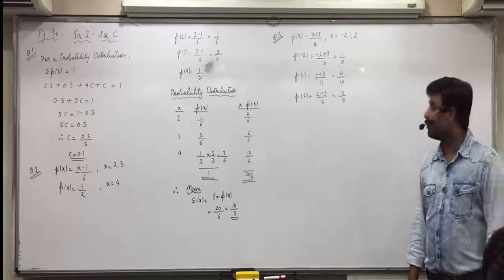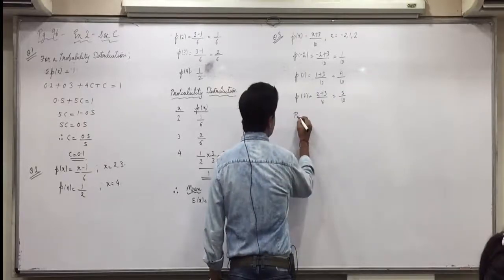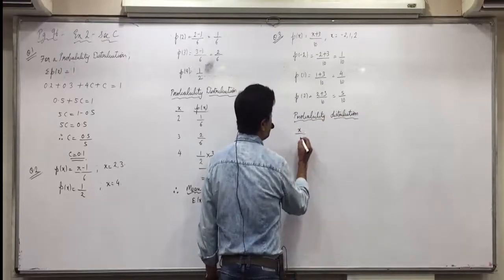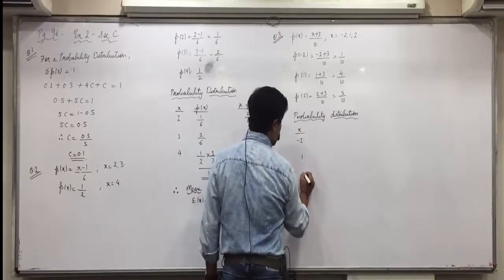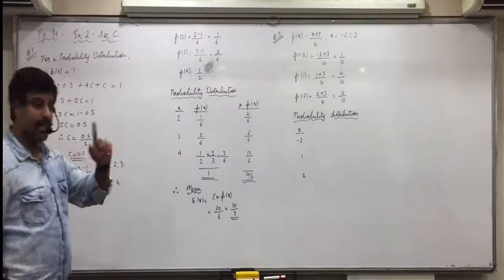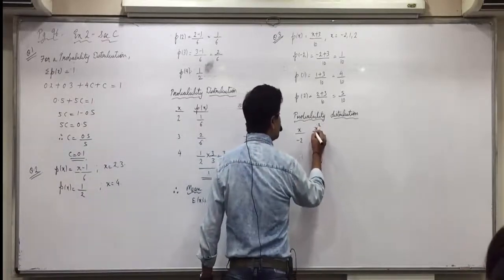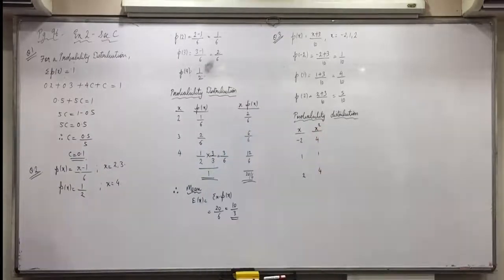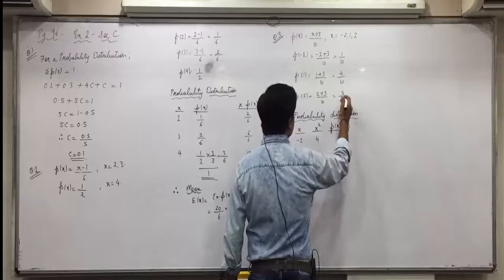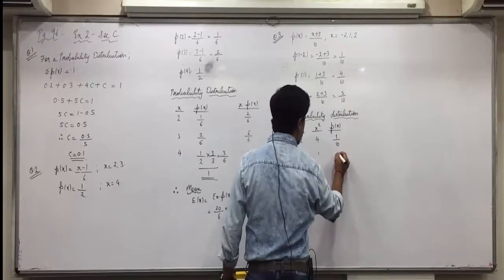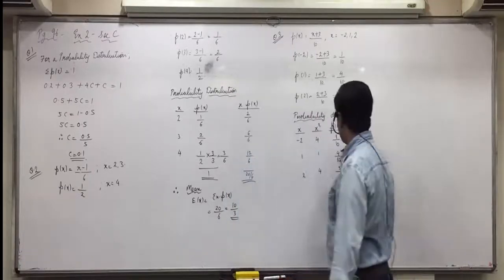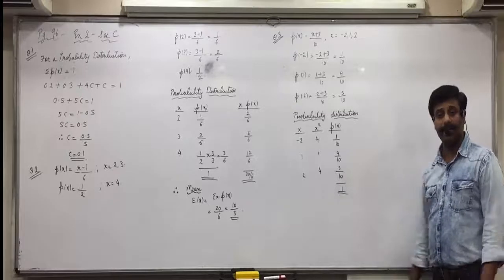Any doubt in this? Now, to find the expected value, we need to write the probability distribution. X will be minus 2, 1 and 2. But you are asked not E of x, you are asked E of x square. So first we will obtain x square: 4, 1 and 4. Got it, everyone? Then probability of x: 1 by 10, 4 by 10, 5 by 10. Total is 1: 1 plus 4 is 5, plus 5, then 10 by 10 is 1.